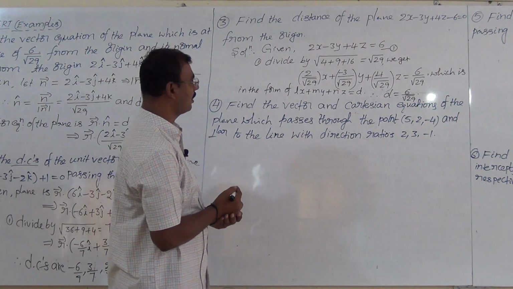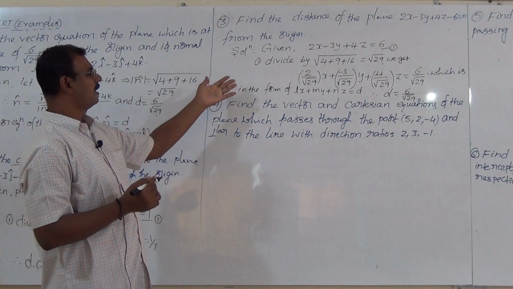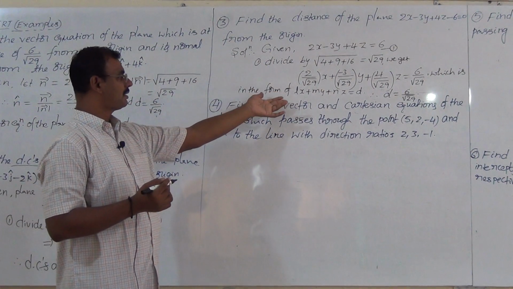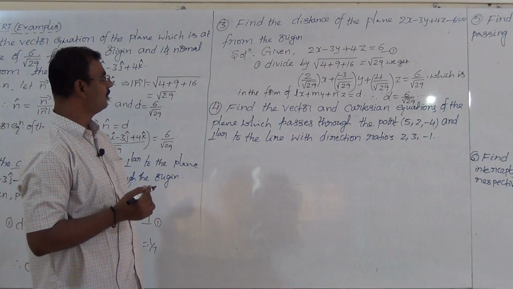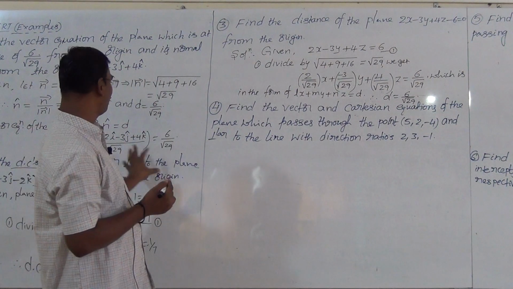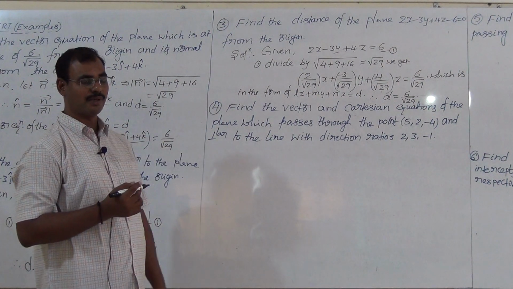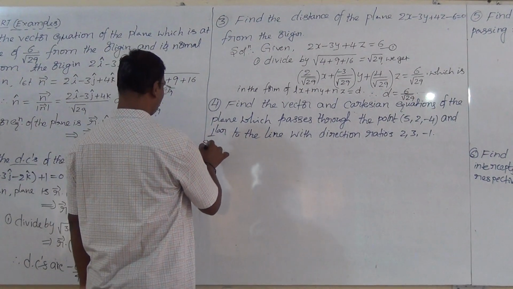Always we have to bring it into standard form: r bar dot n cap is equal to d, the normal form. Then in Cartesian form, lx plus my plus nz is equal to d. So this method is completed in the exercise. Same method problems are there. Can you find them out? Okay, now question number 4.